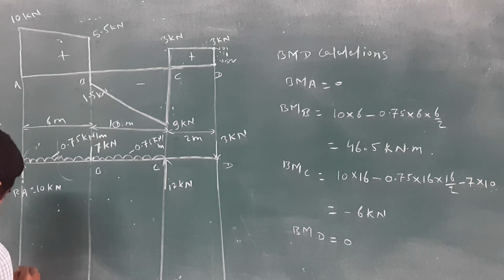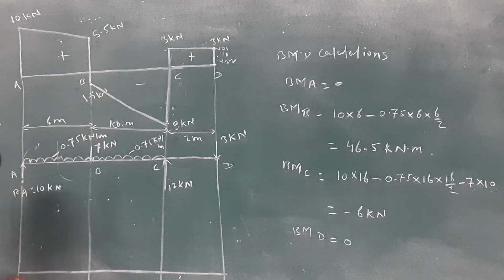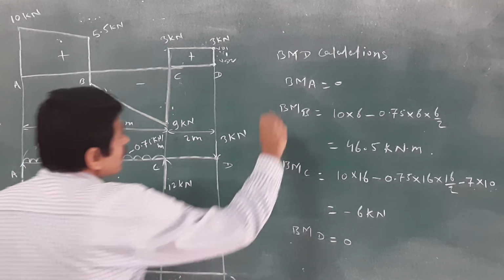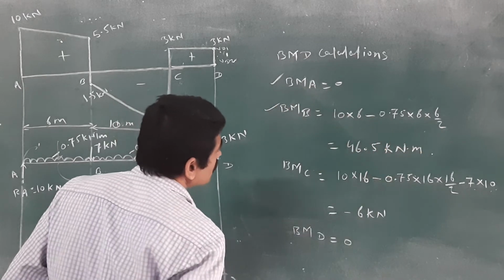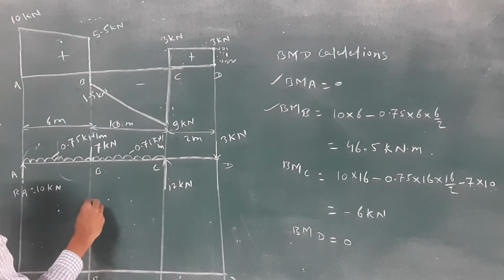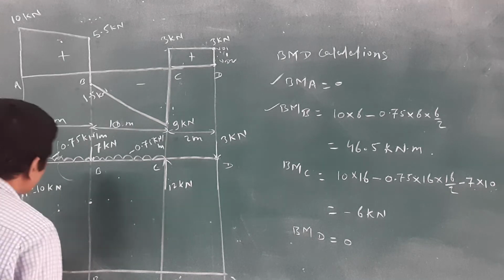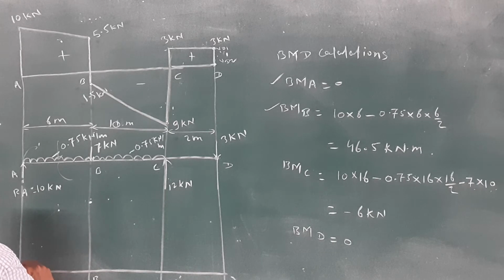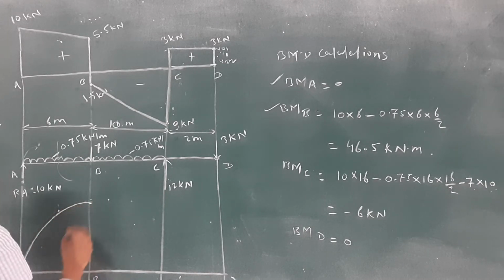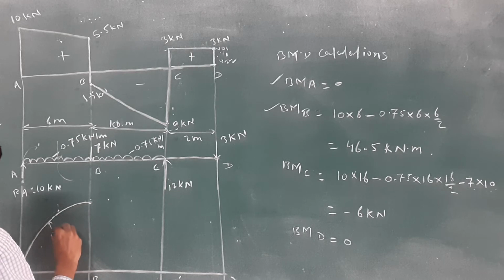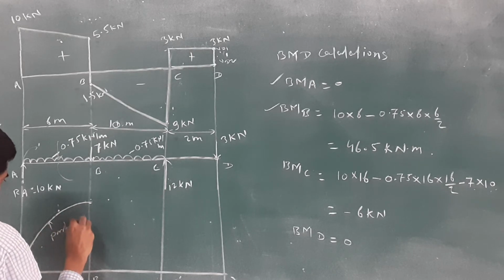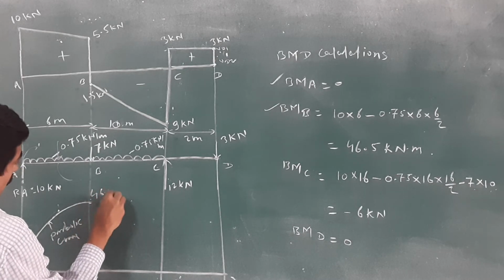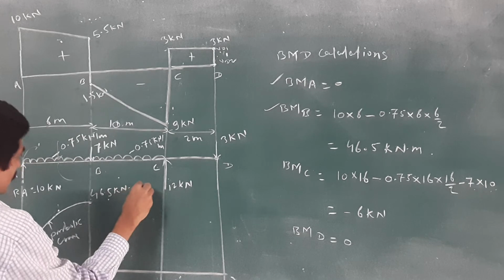Then I will draw the BM diagram. Check that. 0 line, A, B, C and D. Point A has 0 value, point B has 46.5 value. Okay, I will mark here approximately. And which curve will we draw here? Parabolic curve, or we can say the second degree curve. Right? The name of that curve is parabolic curve. Write the value 46.5 kilonewton meter.